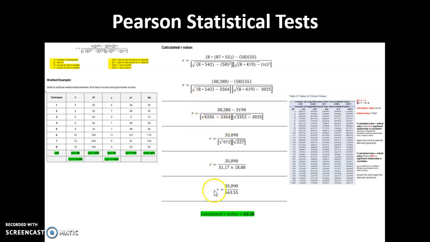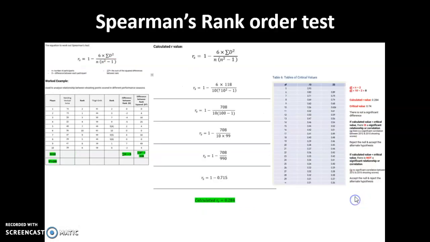You can follow the equation all the way through to give you a calculated R value of 62.26. Then you follow down in the table to n minus 2, which is 6. So look onto 6. You want the level of significance, which is 0.5, and the answer is 0.767067. So you could say that there is a significant difference because it's larger.